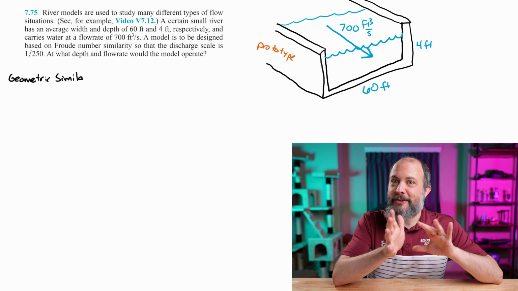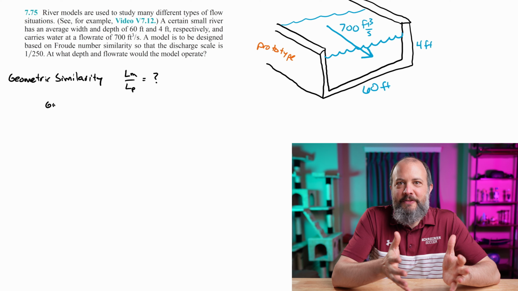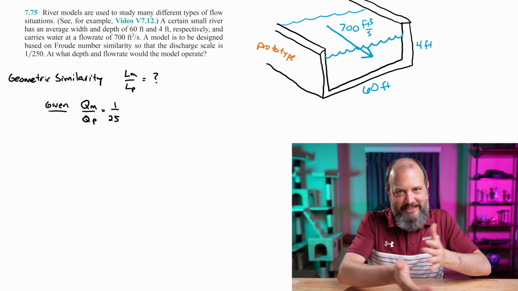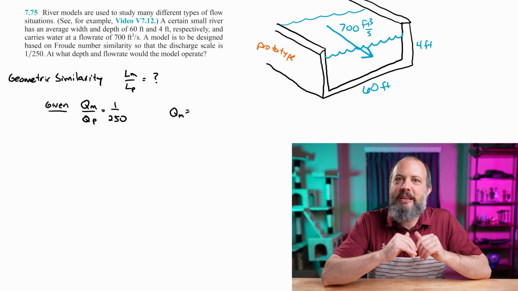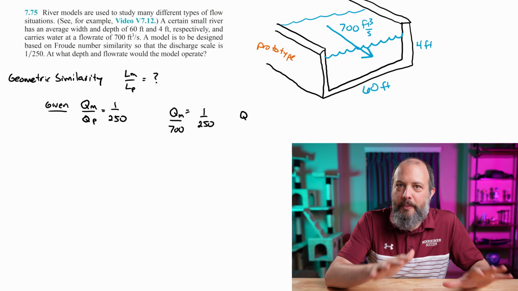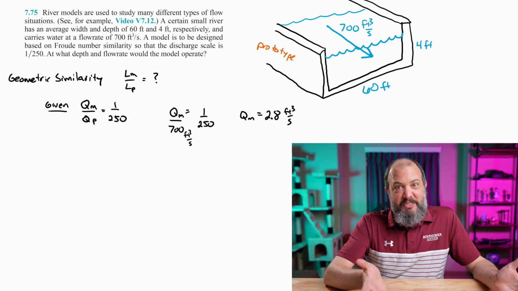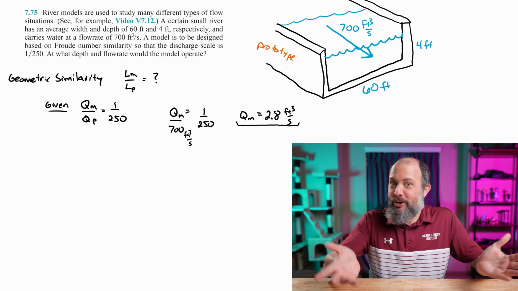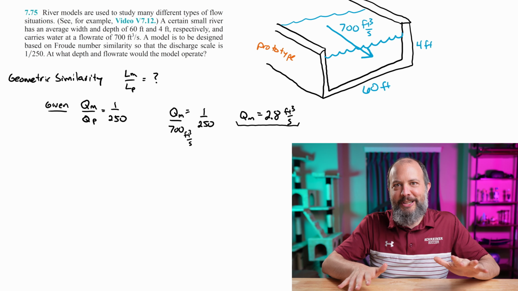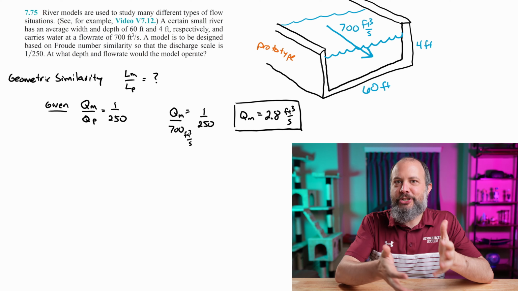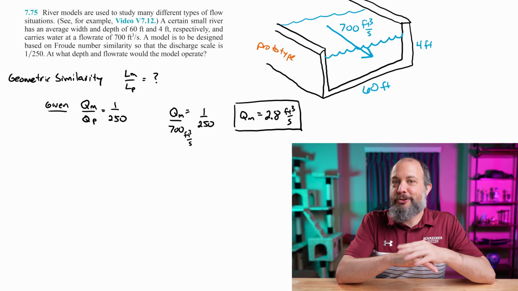But we are given a scale for discharge, so given 700 cubic feet per second in the prototype, we can scale that down to find out the volumetric flow rate through the model. It might not be immediately obvious how that even applies, but let's go ahead and just move forward and hopefully it'll fit in somewhere.